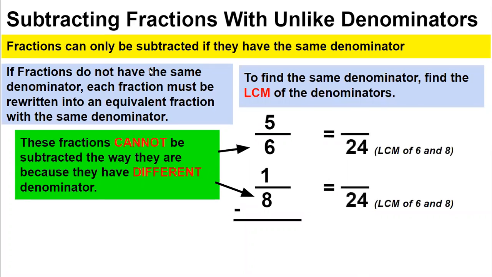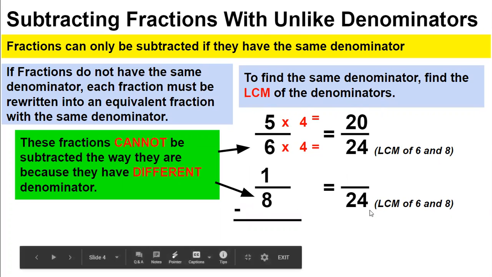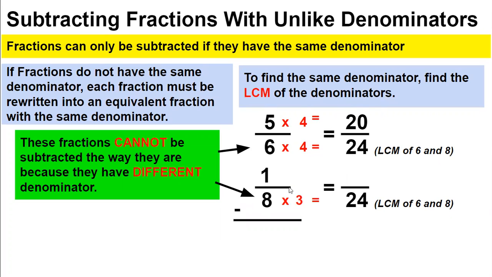So 24. So then I say 6 times what gives me 24? Times 4, right? 6 times 4 gives me 24. So on the top, I'm going to multiply by 4. 5 times 4 is 20. On the bottom, I say 8 times what is 24. 8 times 3 is 24. So I'm going to multiply the top number by 3. And 1 times 3 is just 3.